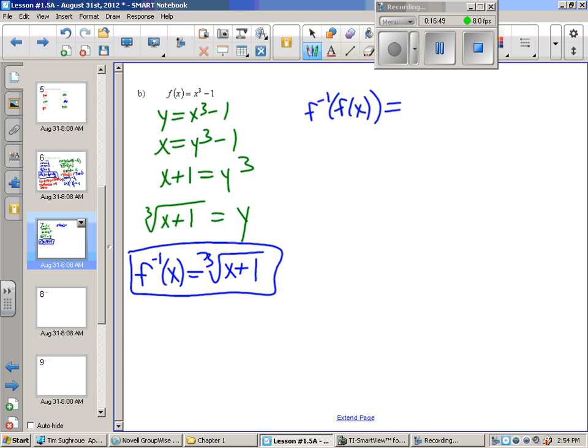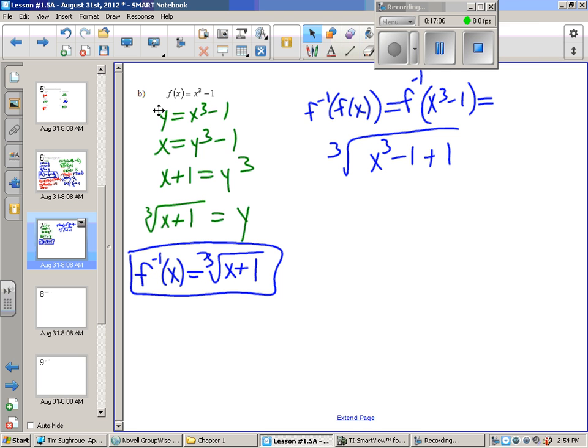Take x, plug it into the f function. X cubed minus 1 comes out. Now you have to plug this into the inverse function. The inverse function says take whatever comes in, add 1 to it, and take the cube root of it. Here, -1 and +1 will cancel, and it's the cube root of x cubed, which equals x. If you don't get x back out, you either found the inverse incorrectly or you cranked out the composite incorrectly.